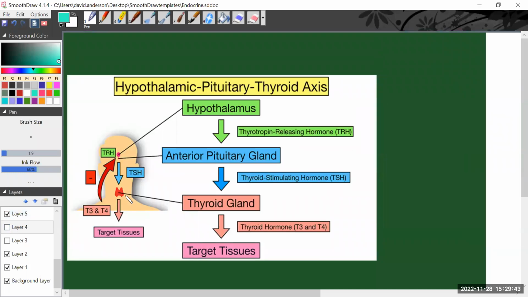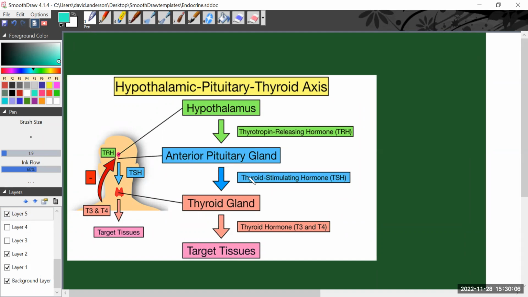So we did get talking about this at the end of last week. This is where we kind of finished off. So again, we have our hypothalamic, pituitary, in this case, thyroid axis. Hypothalamus releases TRH, thyrotropin releasing hormone. Sometimes it's just called thyrotropin. It's almost a bit redundant to add the releasing hormone part to it.